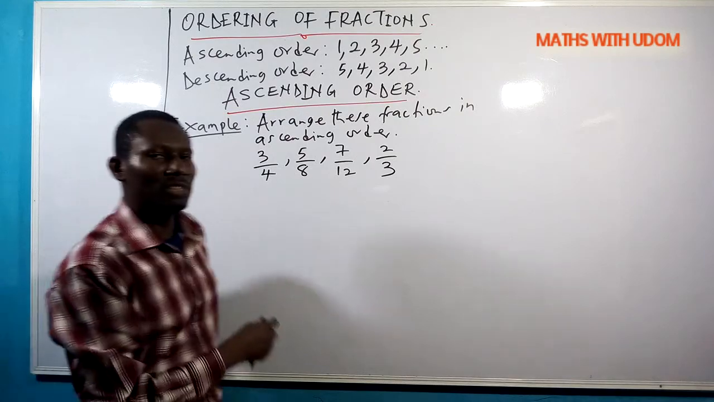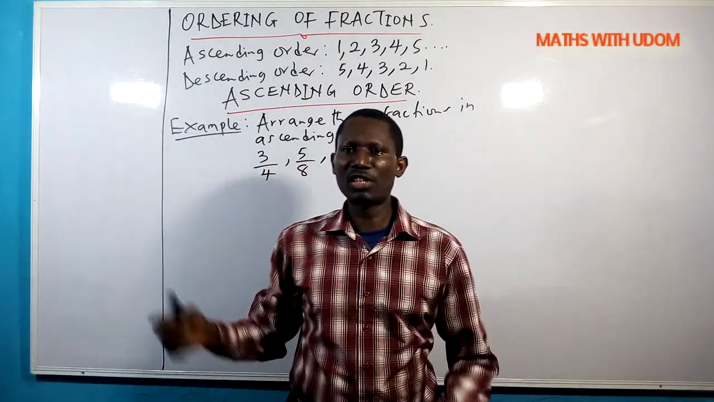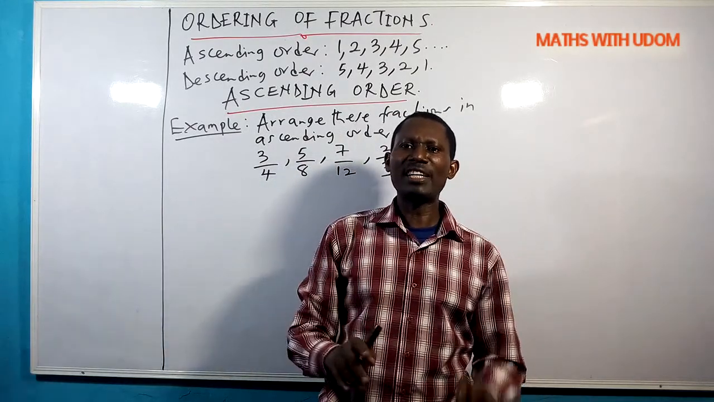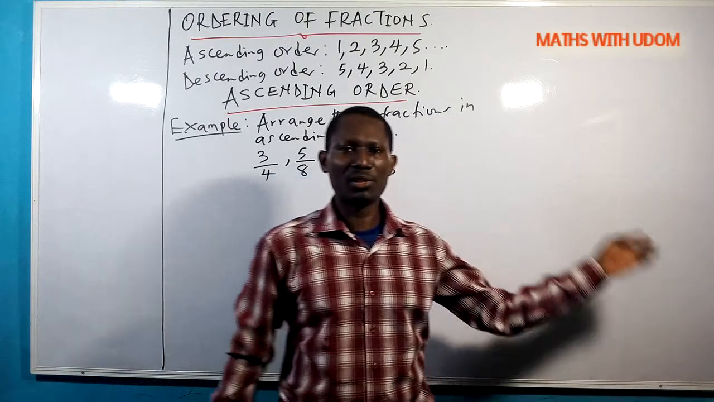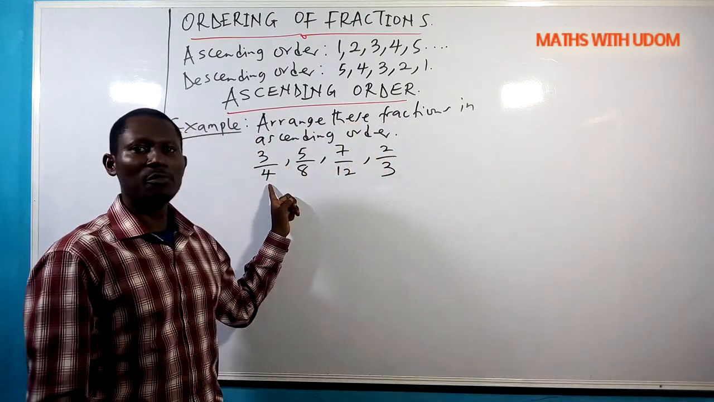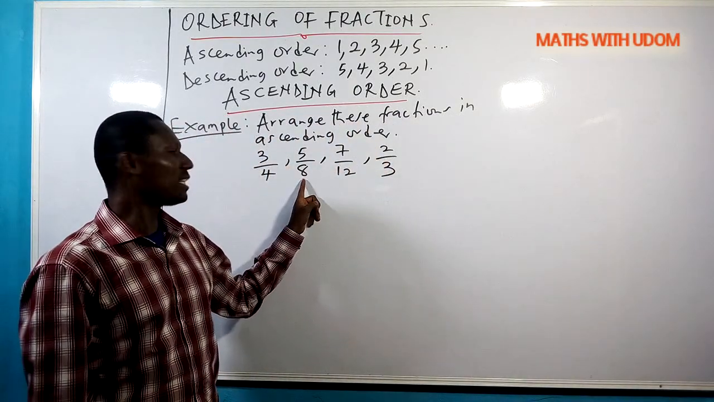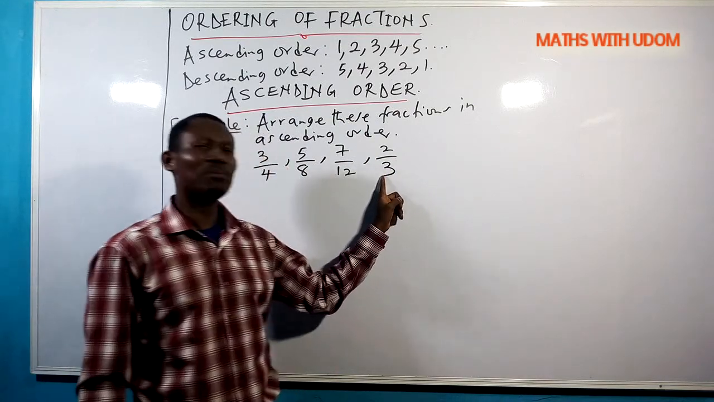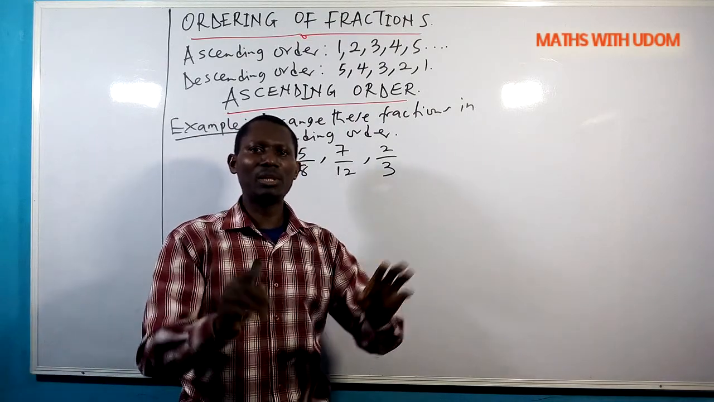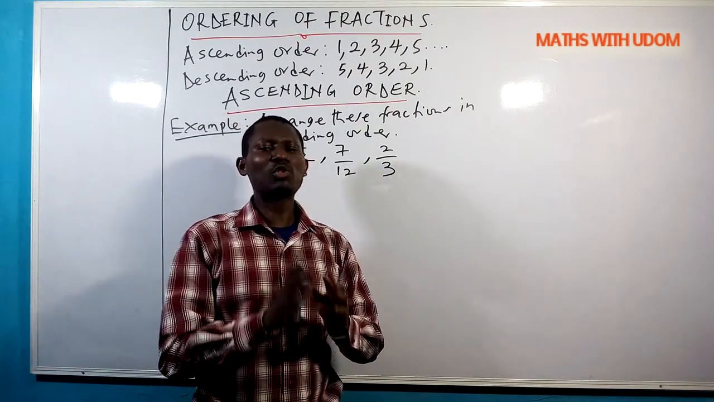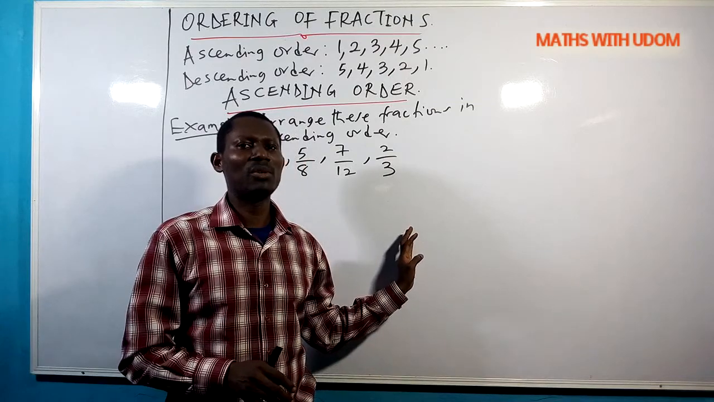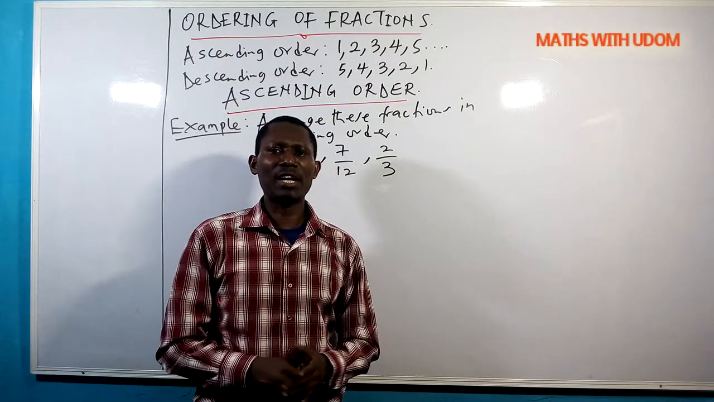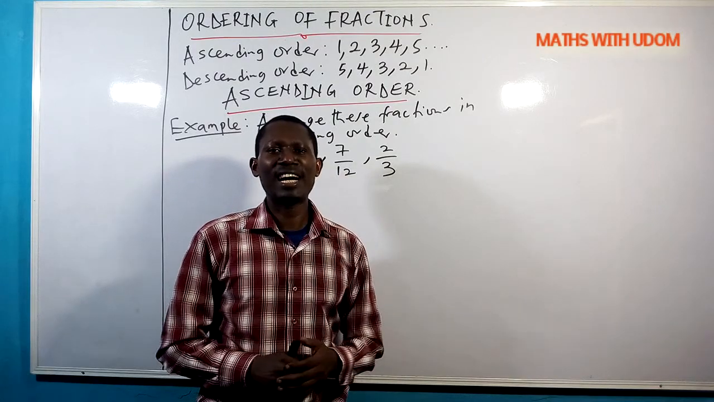So for us to achieve this result, we need to follow 3 steps. The first step is that we are going to find the LCM of all the denominators. We have 4 as one of the denominators, 8, 12, and 3. Then step 2, we are going to multiply each of the fractions with that LCM. And then thirdly, we arrange the final results in ascending order. And that will be all.